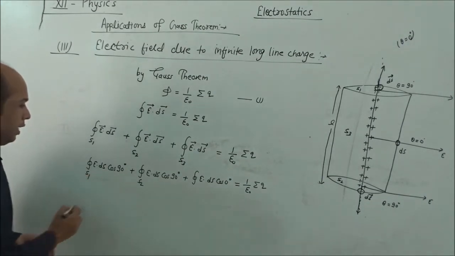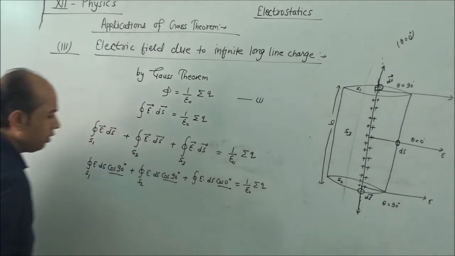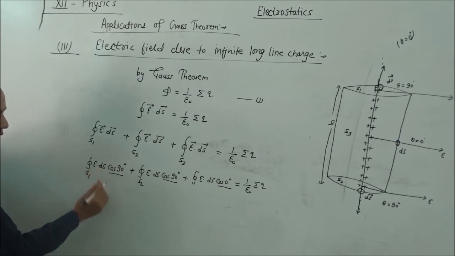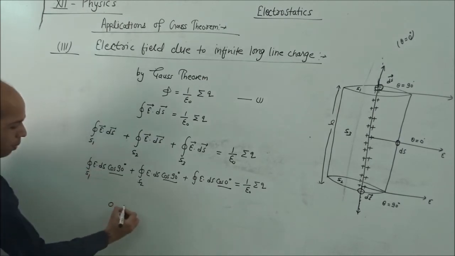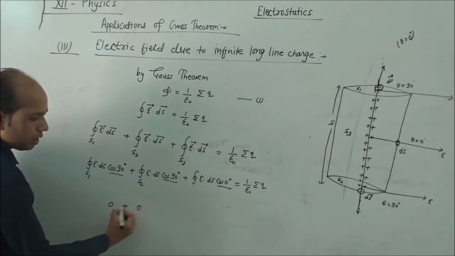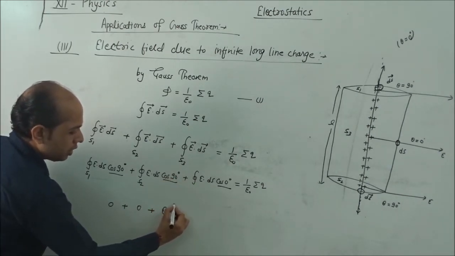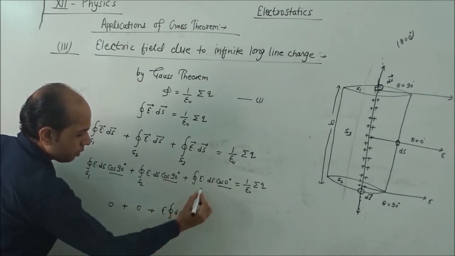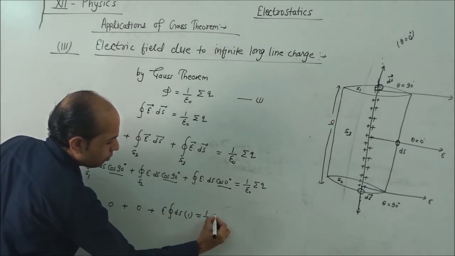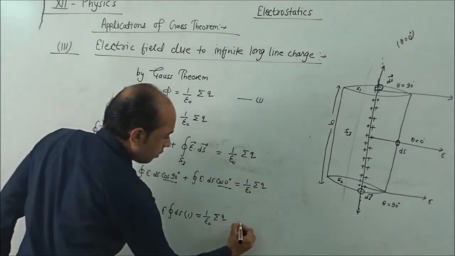As we know that cos 90 has value 0 and cos 0 is 1. So replace the values. Cos 90 is 0, so 0 multiplied with E dot ds, this complete integration is 0, plus. Further cos 90 is 0, so this integration is 0. And for the last one, E is outside the integration, integration of ds, cos 0 is replaced by 1. And this equals 1 upon epsilon naught times summation of q. This is equation number 2.